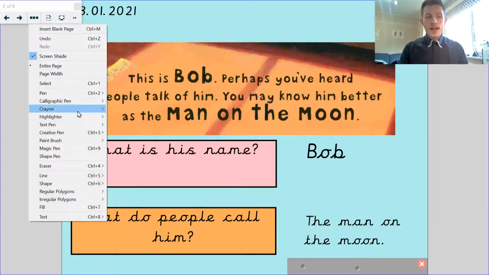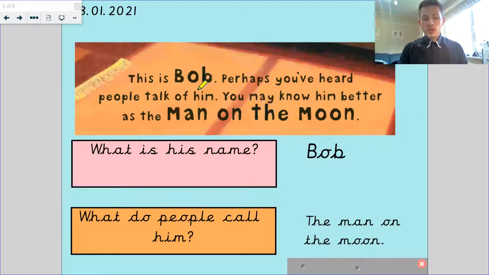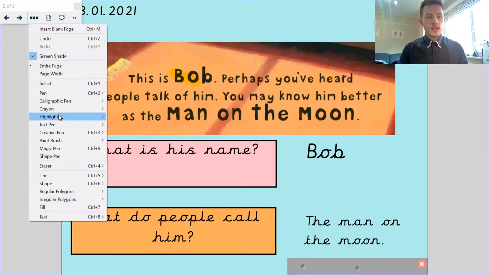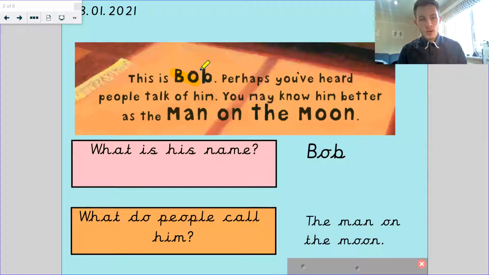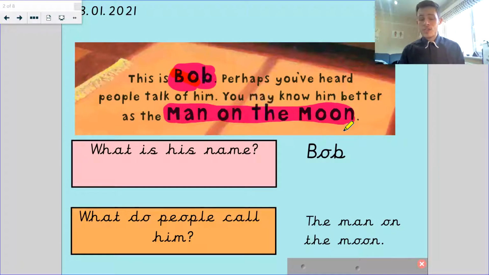So right now, what we're going to do is we can just highlight what that important information is. Let me see if I can get a slightly different colored highlighter, and then that's going to help us see it a bit easier. So if I do put, there we go, look at that. So what was his name? Bob, straight away there. What you may know him better as the man on the moon. That's where I got my answer from. You can see I've highlighted that important information. Let's go on to the next part.